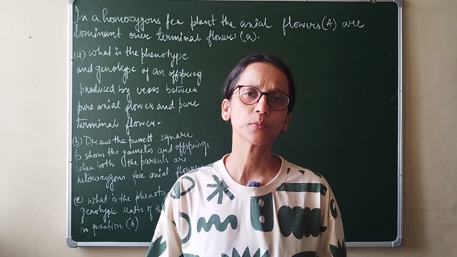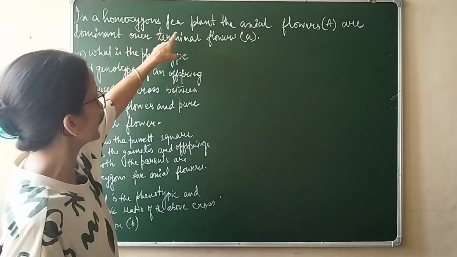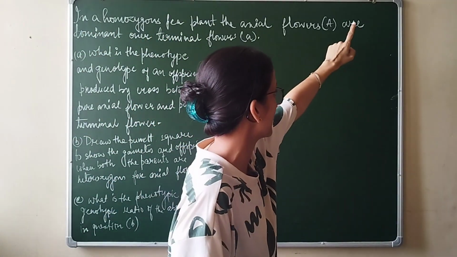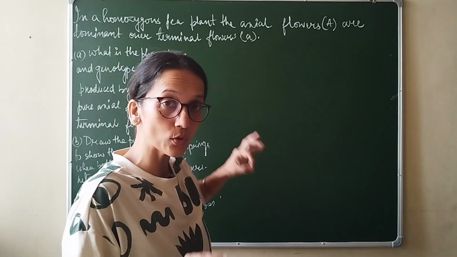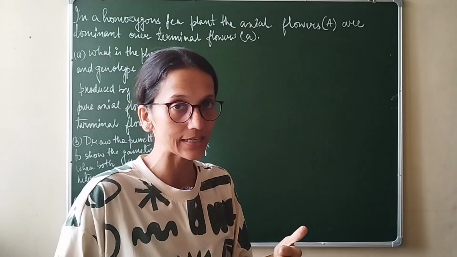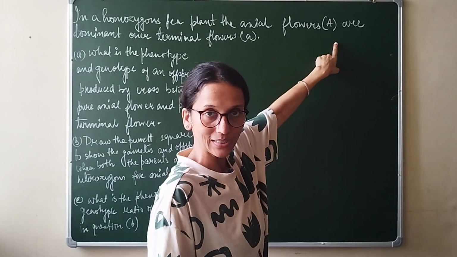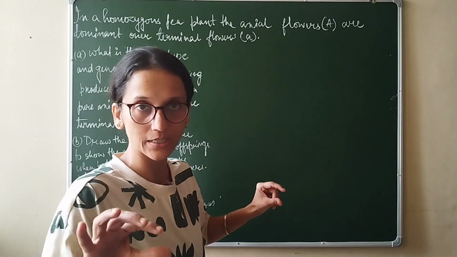Let's quickly solve some questions based on Punnett square. This question says in a homozygous pea plant, the axial flower, capital A, that means it's a dominant character, is dominant over the terminal flower, small a. So they have told you that this is a cross between axial flower and terminal flower. Axial is dominant, so you are going to represent it with capital A and the terminal flower with small a. So this is the first statement of the question.